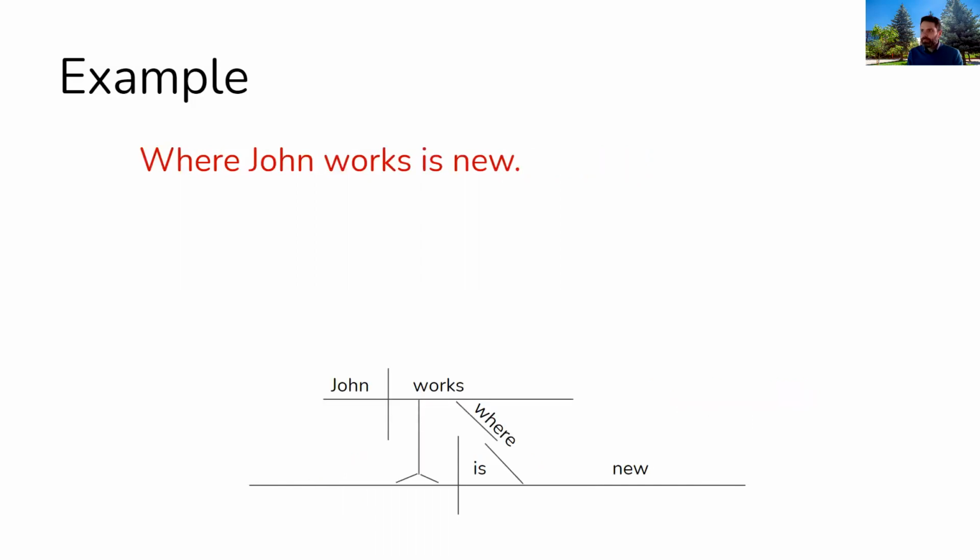So this one here, something is new. And in this case, our interrogative is functioning in more of an adverbial sense. We have where. So in the sentence, John works somewhere or someplace, that gets replaced with an interrogative, which is where, and then it's fronted at the beginning of the clause. So where John works is new.